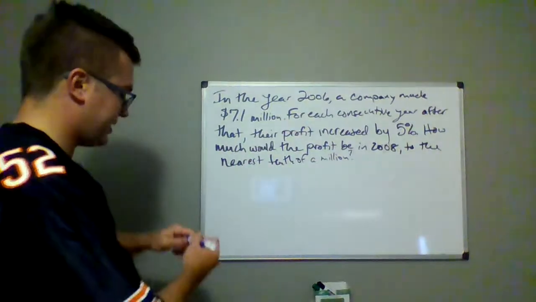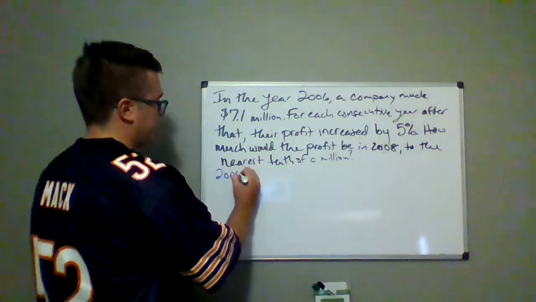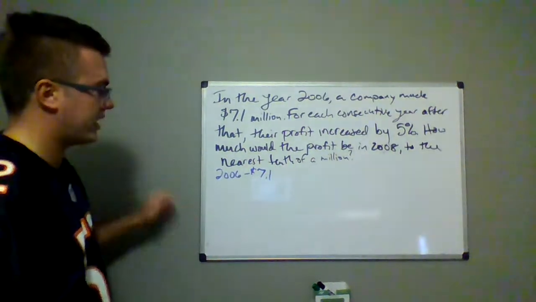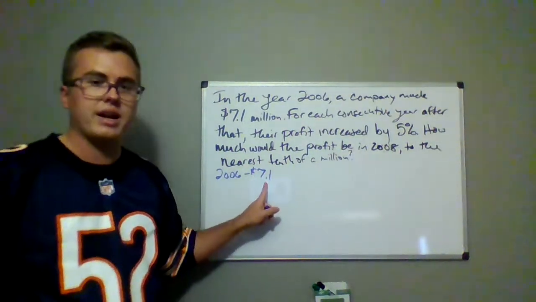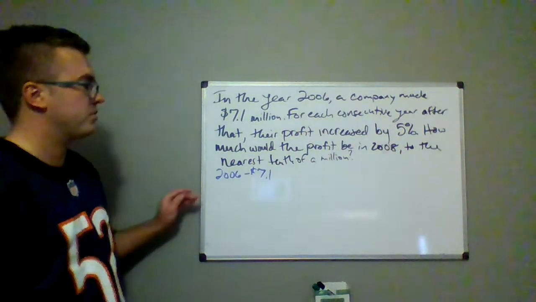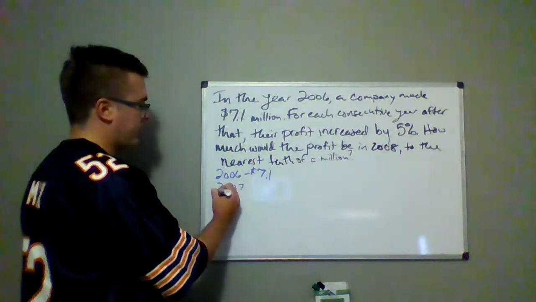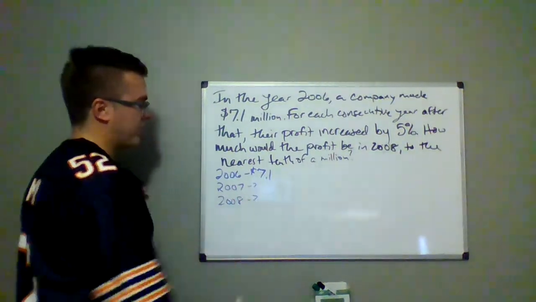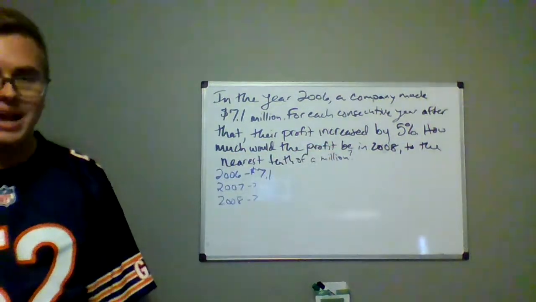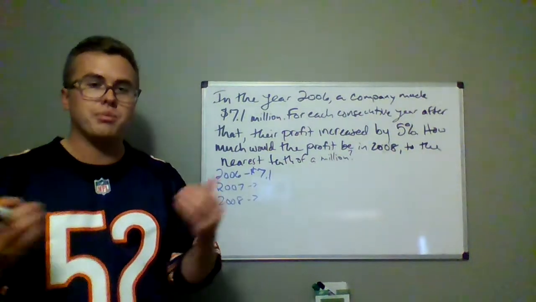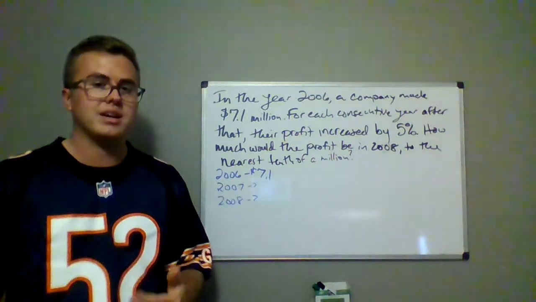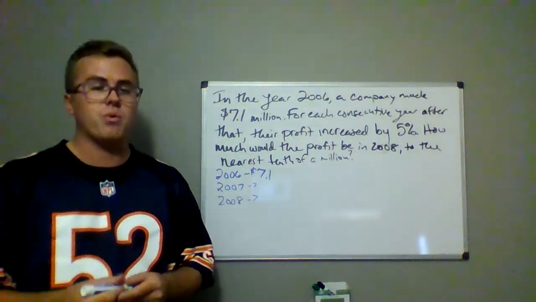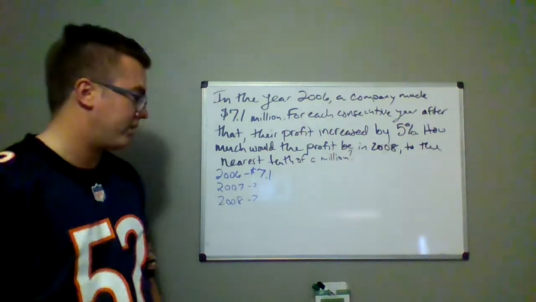So in 2006, we were at $7.1 million. And I'm just going to write 7.1 for right now. So what we have to do is we have to figure out what is it going to be in 2007, and then what is it going to be in 2008 as our final answer. Now, when you're doing a problem like this, I would suggest waiting to round until the very end of the problem. That way it doesn't mark it wrong for rounding errors.